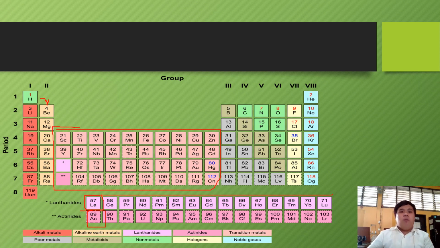If we have the blocks, so we have the S, P, then the transition metals are the D block. The lanthanides and the actinides are the F block. Then we have the poor metals, from aluminum down to livermorium.